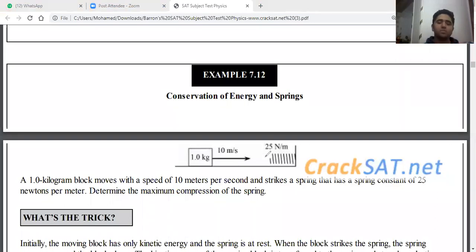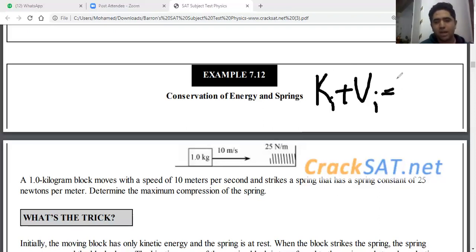Well, in order to solve this problem, we have to assume that this object has already hit the spring. And so remember when we said that potential energy is not only gravitational, but there's also an elastic potential energy, and that is equal to half kx squared, right? So using the same rule, just to give you a sense of how important this rule is, Ki plus Ui is equal to Kf plus Uf.